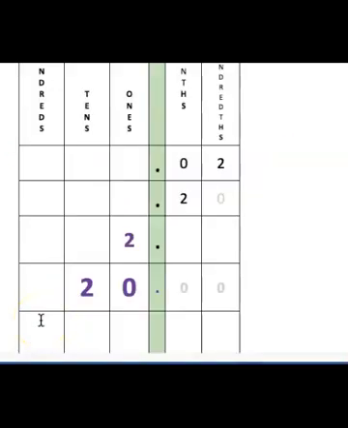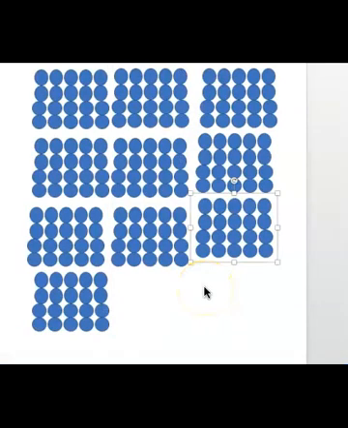I wonder what would happen if we put 2 in the hundreds column. So we've got 2, that's a value of 200, and we have to put no tens, no ones, and the decimal point would go there. What does this look like? This now has a value of 200.